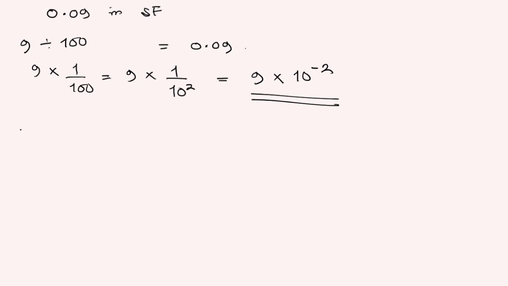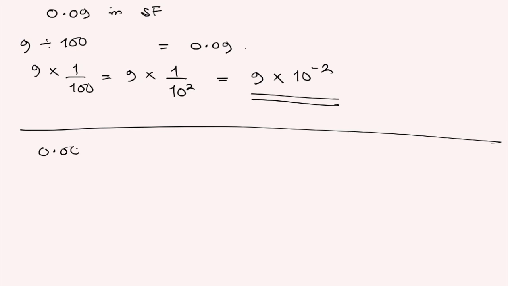So the next example is 0.0032, which is another number less than 1. So we do the same thing, 0.0032. We can get the number 3.2 here.